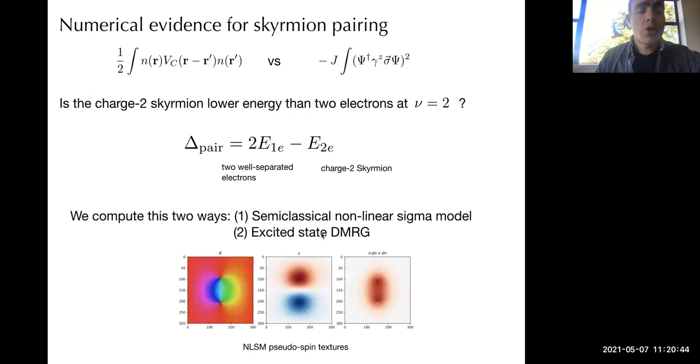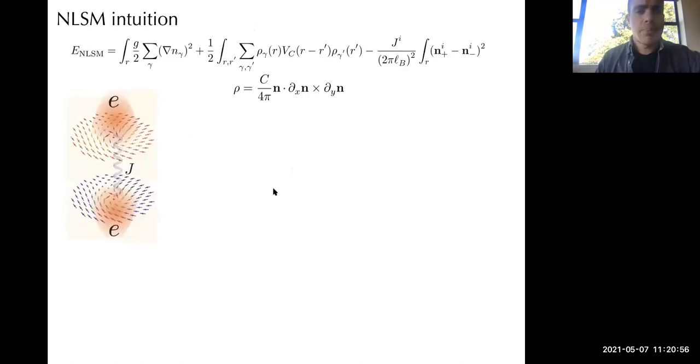We compute this in two ways. One, Shubhayu did a very beautiful job analyzing the semi-classical nonlinear sigma model for the problem. And then we also can just directly compute excited state energies in DMRG. Before I go into it, let me give a little bit of the intuition for where the energetics come from, according to this nonlinear sigma model.